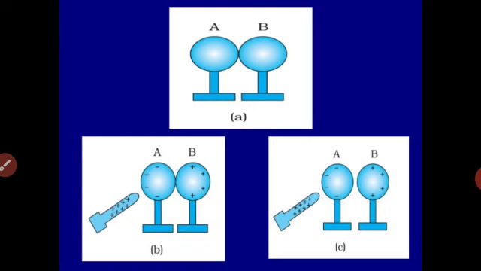These two spheres A and B are initially uncharged. They are kept in contact with each other. In diagram B, we bring a positively charged glass rod and hold it closer to the sphere A. We do not touch the glass rod onto the sphere A.